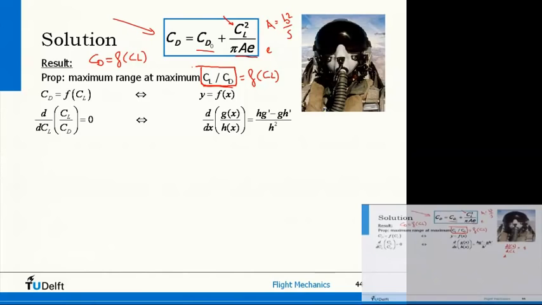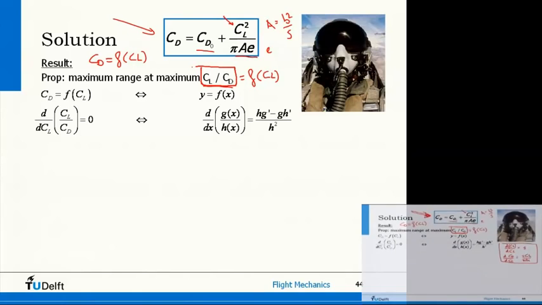And if I take the derivative of CD with respect to CL, that's basically the derivative of this top function. CD0 is a constant, so that falls out of the equation. And then I get 2 times CL over pi AE. So this is what we need.